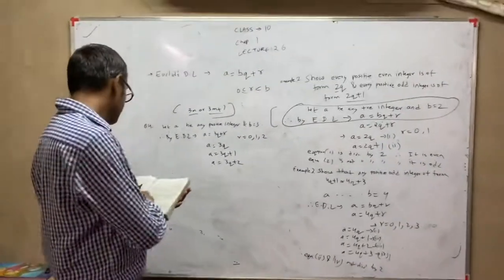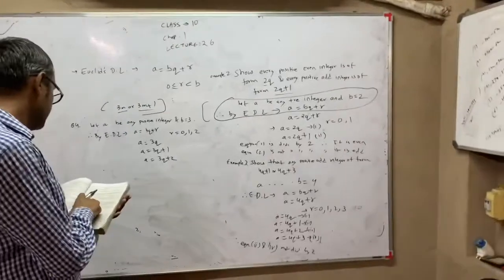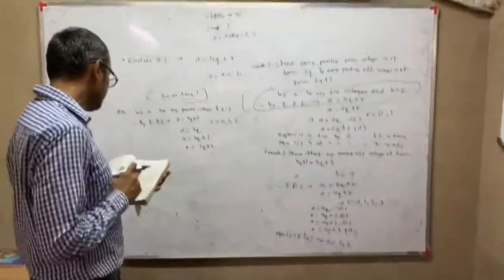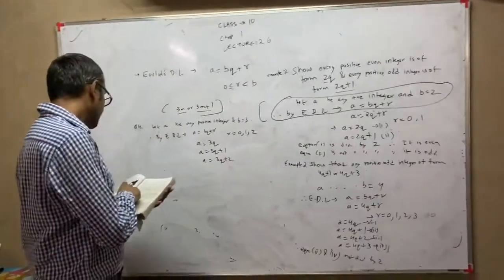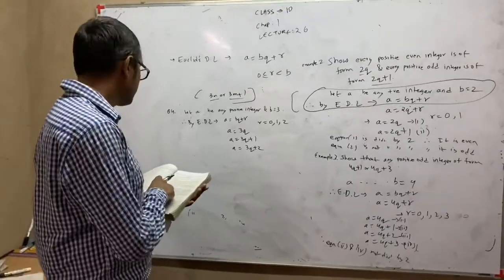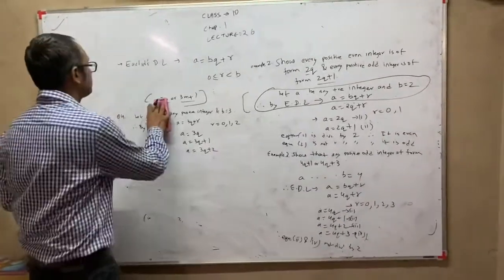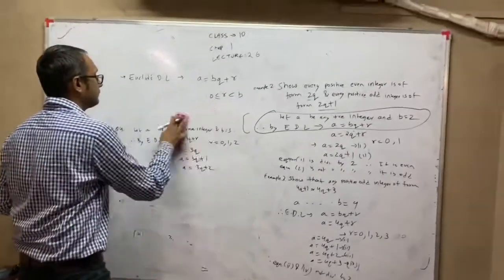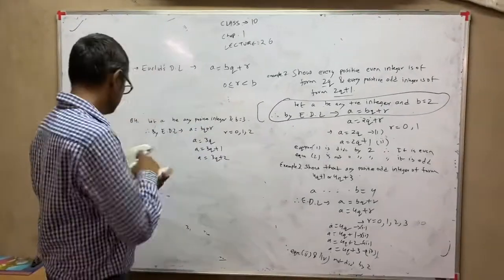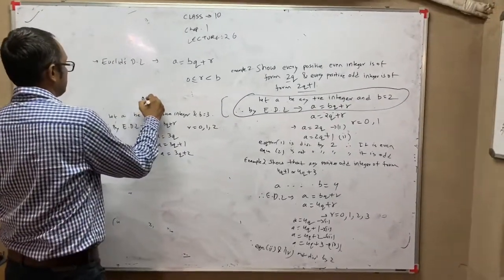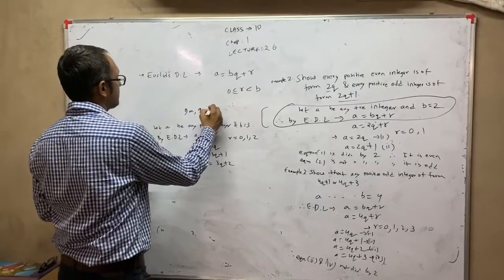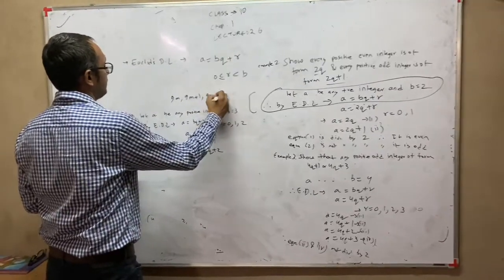Question number 5 is: use Euclid's division lemma to show that the cube of any positive integer is of the form 9m, 9m plus 1 or 9m plus 8.